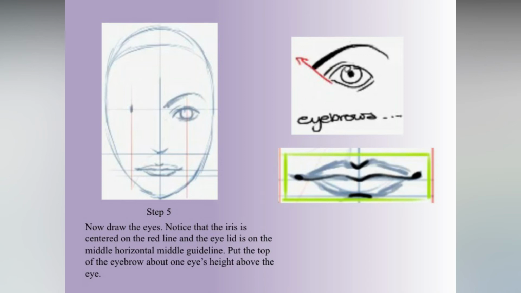Step 5. Now draw in the eyes. Notice that the iris is centered on the red line and the eyelid is on the top middle horizontal guideline. Put the top of the eyebrow about one eye's height above the eye.